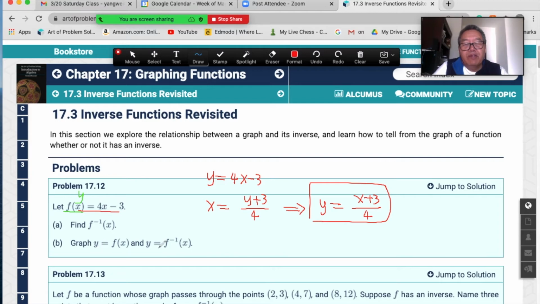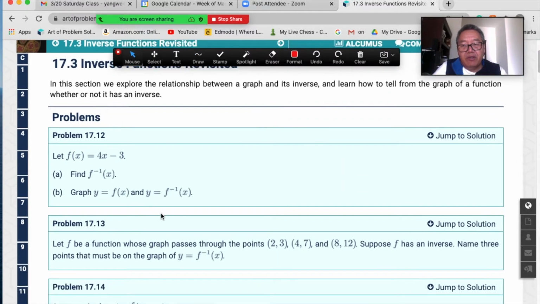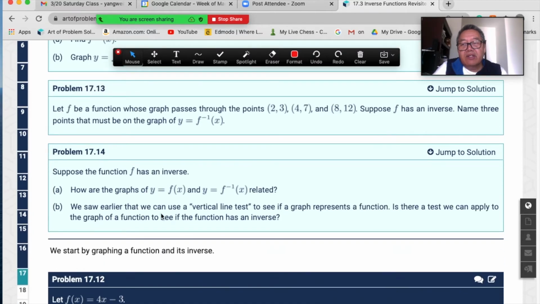If you graph these two functions, you can see they are symmetric about y equals x. Okay, so I don't need a graph here. You already see the similar graph. Now let's see 13.